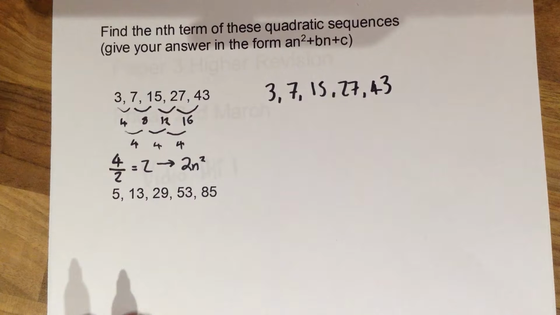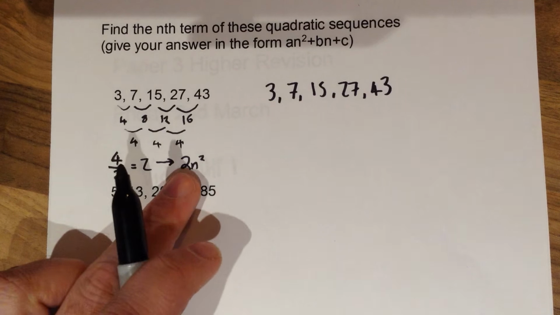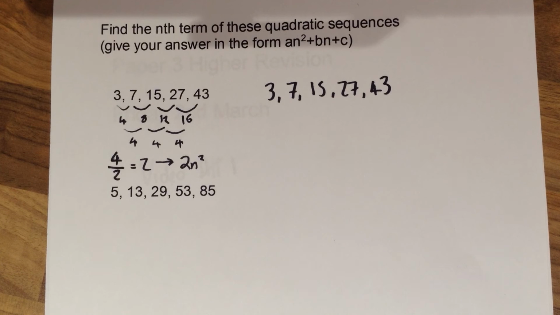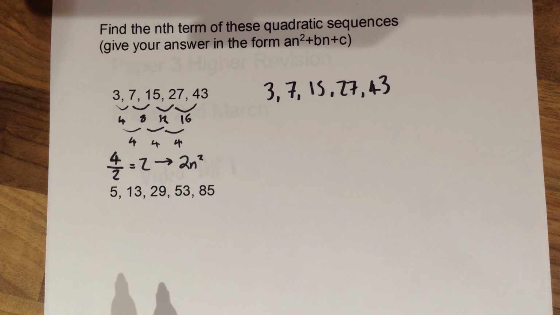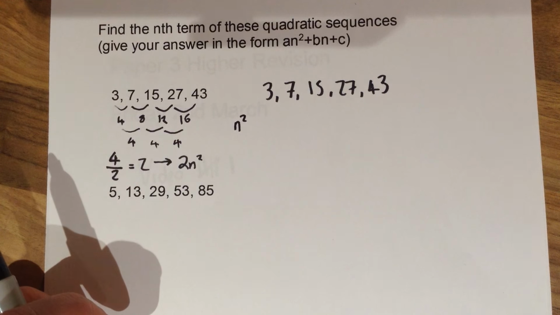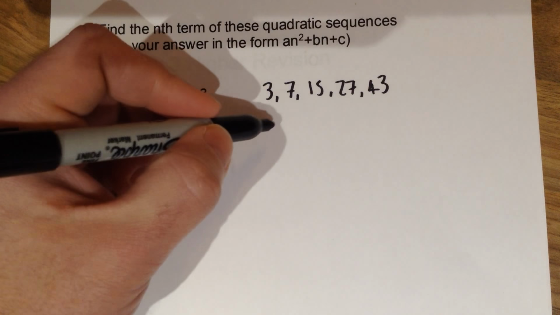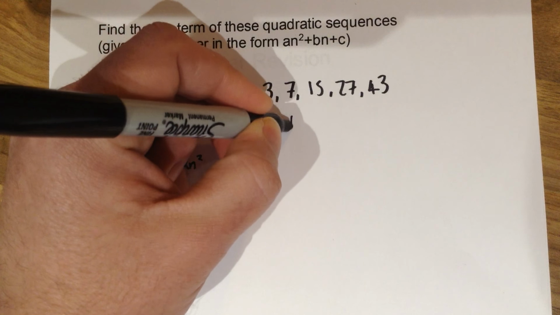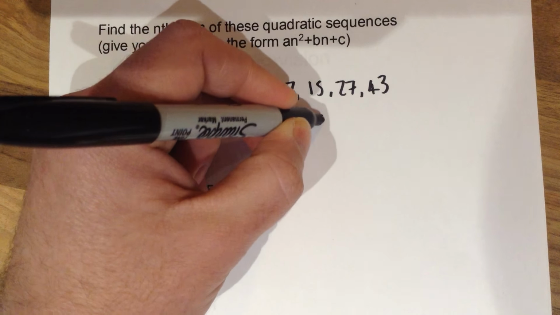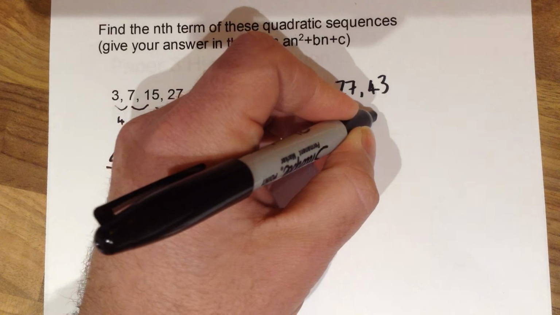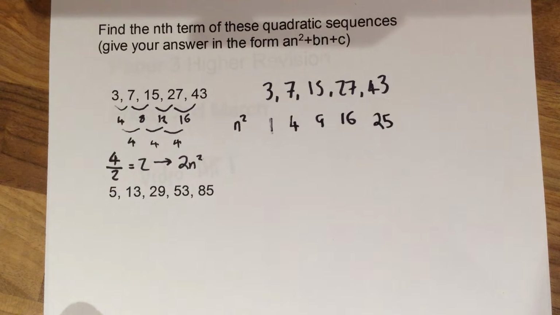So if I write out the sequence again underneath, because I need 2n squared, what a lot of people do to make this easier, which does involve an extra line of working but does normally help, is write out the squared numbers to start off with, because I know it's something to do with the squared numbers. So squared numbers, remember, 1 squared is 1, 2 squared is 4, 3 squared is 9, 4 squared 16, and obviously 5 squared 25.